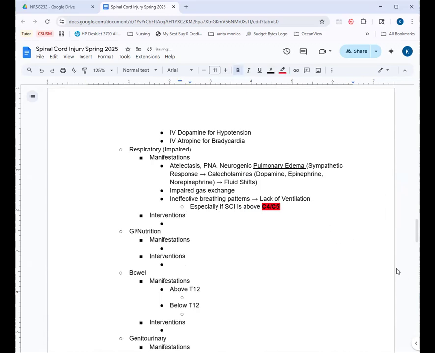Yeah. I was like, I know it's in here somewhere, but it has been a little bit since I've had to look at this, and it's been a while since I've had a spinal cord injury patient. So I was like, ugh, very specific.